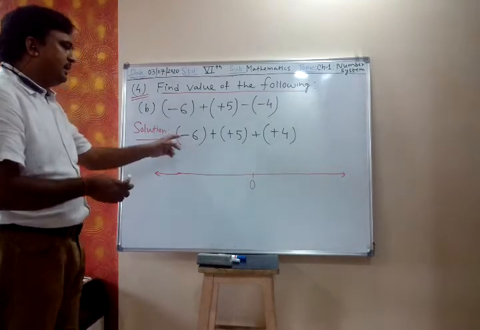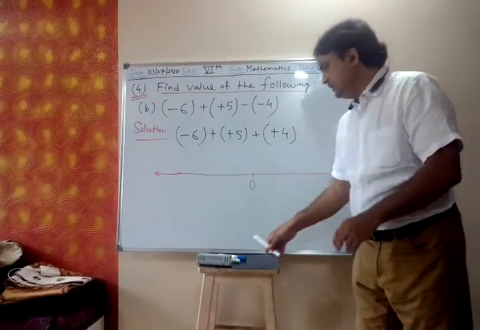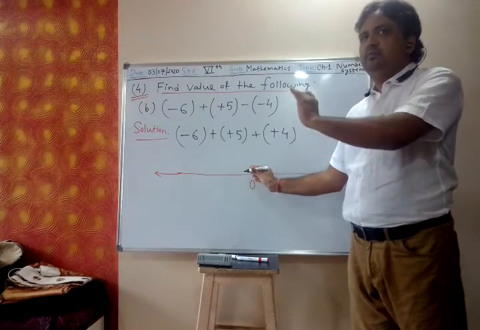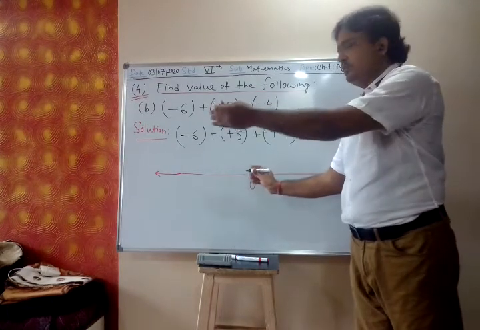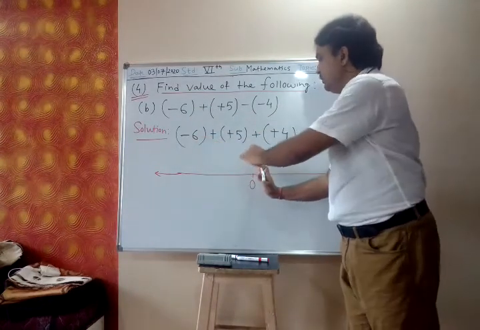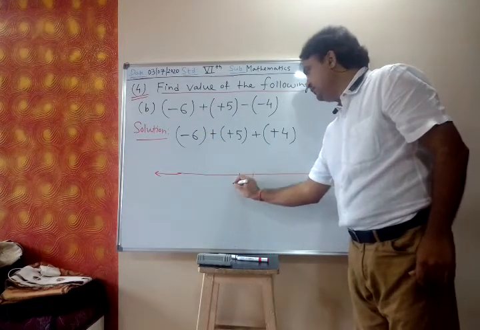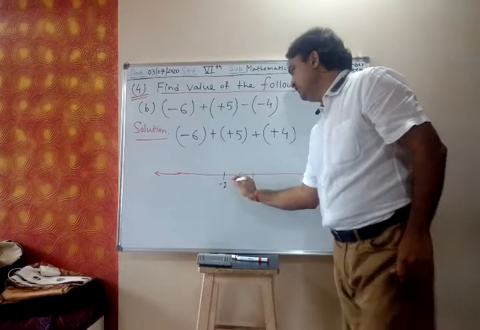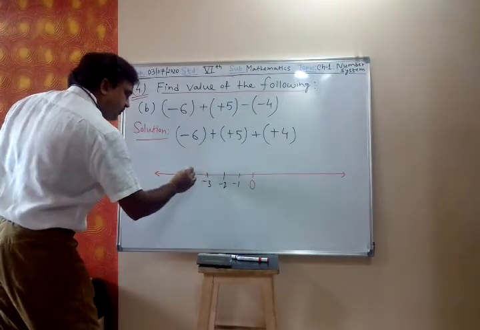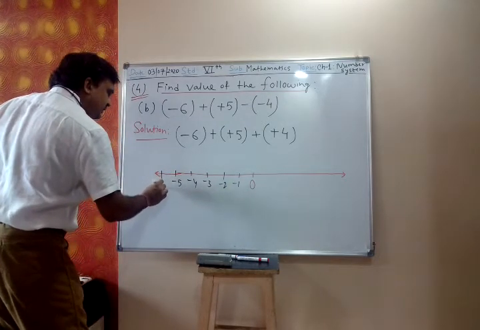First we represent the number -6 by moving 6 steps to the left of 0 directly, because it is -6. So from 0 I have to move left 6 steps. So -1, -2, -3, -4, -5 and -6.